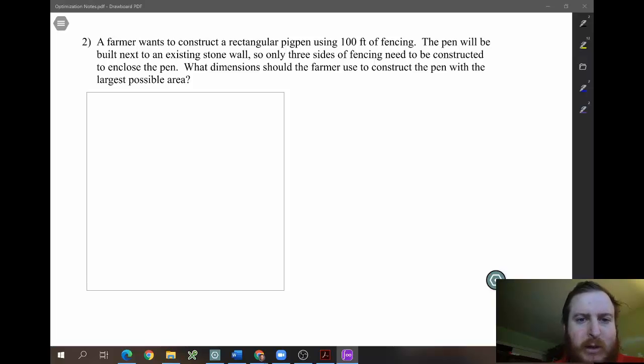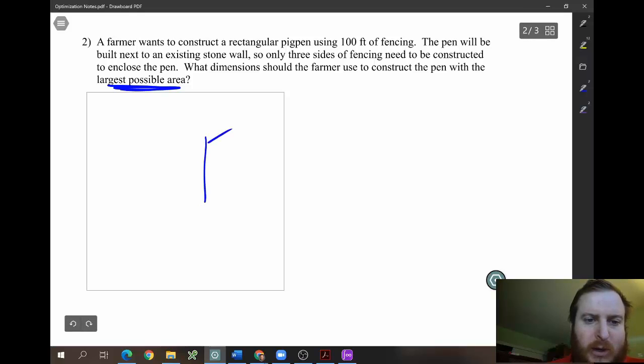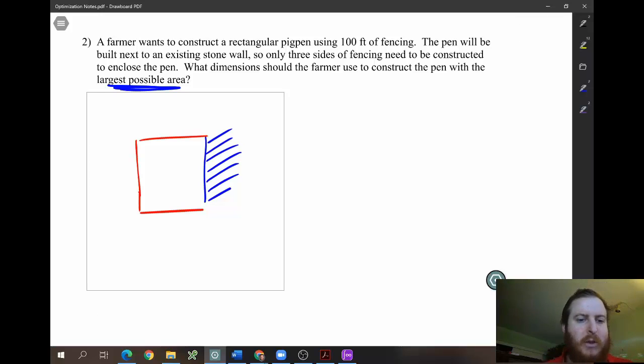So when we read this, it says, what dimensions should the farmer use to construct a pen with the largest possible area? So that's the largest possible area. If we draw a picture, we have a stone wall on one side. I'm going to just draw this as a stone wall, right? And then we're only going to use these 3 sides of fencing. So we don't need that fourth side because that's part of the wall.